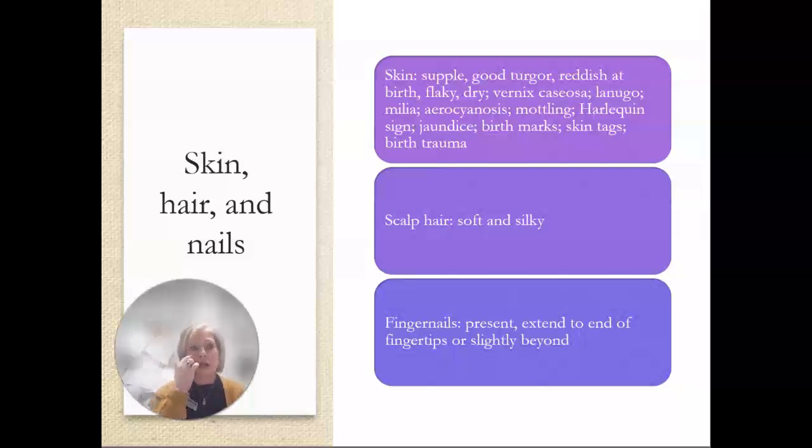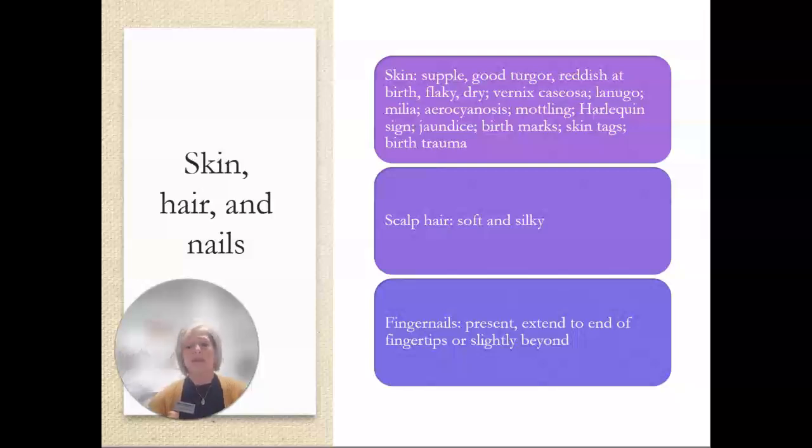Milia just looks like little clogged ducts, little white pimples. We tell parents those will go away. There's nothing to worry about, and they will go away on their own. Acrocyanosis is where they have bluishness of the hands and feet. That is normal. Mottling is kind of like bluishness up the legs. Those are all normal too.